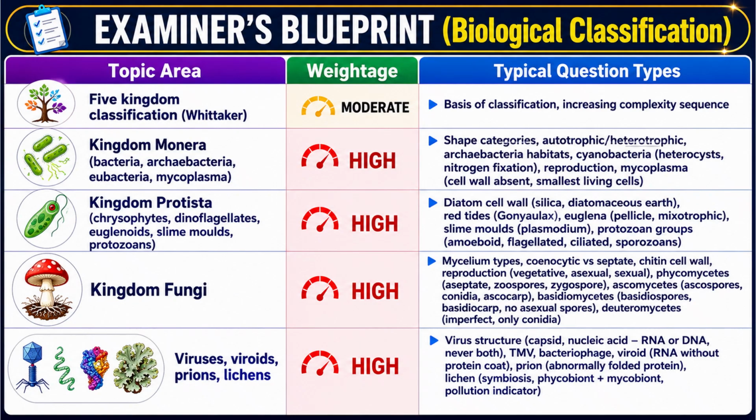Examiner's blueprint: from biological classification, what topics have been expected and what was the previous pattern. When it comes to kingdom Monera, kingdom Protista and kingdom Fungi, and viruses, viroids, prions and lichens, high weightage has been expected. Out of 8 questions, every two questions from each kingdom, or sometimes 3 questions, have been directly asked, and I have given the type of questions here to give you an idea. Obviously this is a blueprint, but he can ask more or fewer questions, it depends upon the examiner. But before going into the topic directly, we are going to see what topics have been expected in the previous year questions.